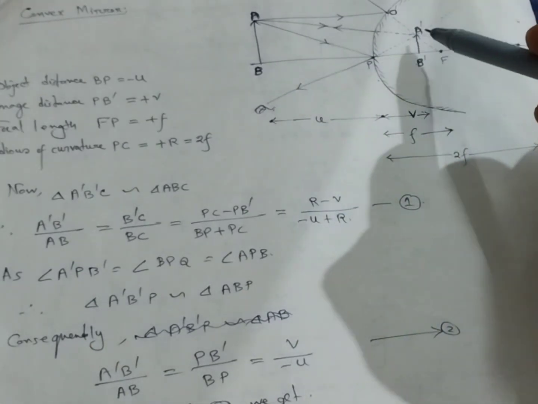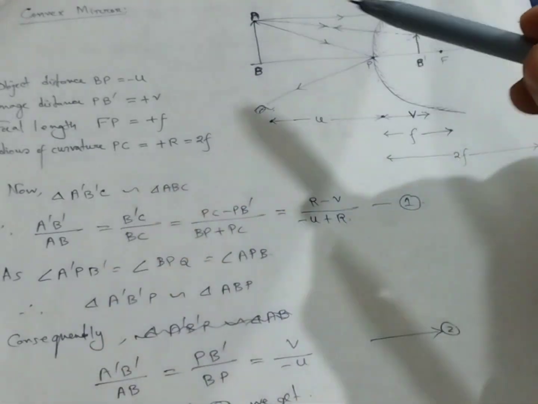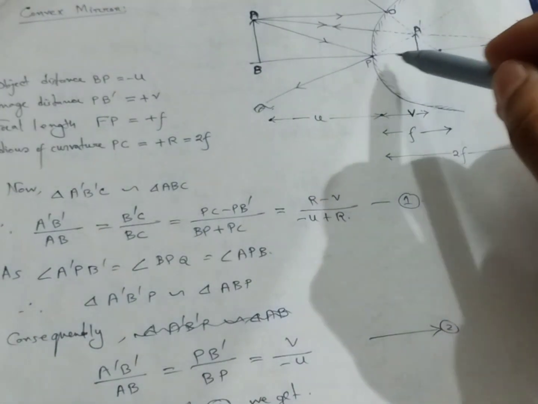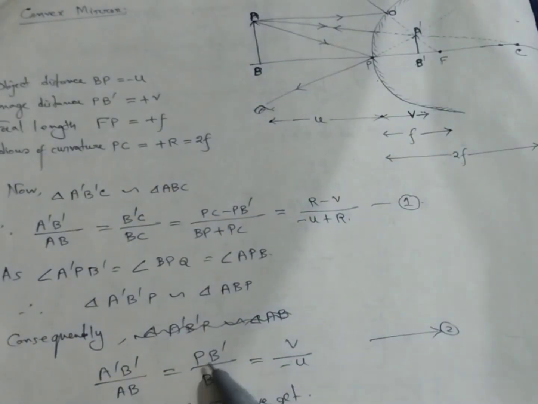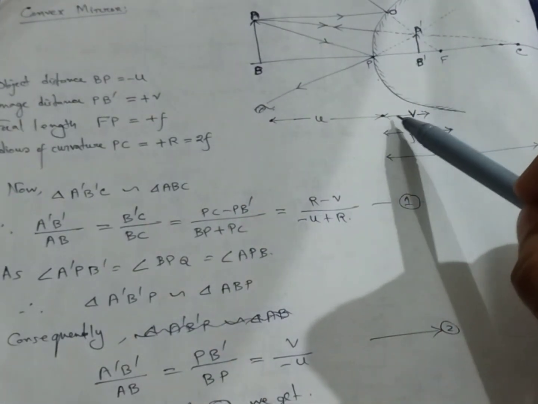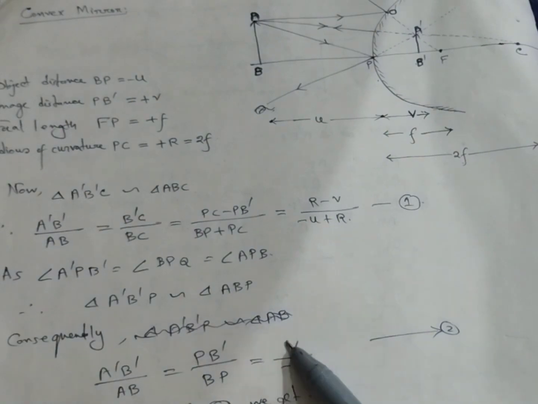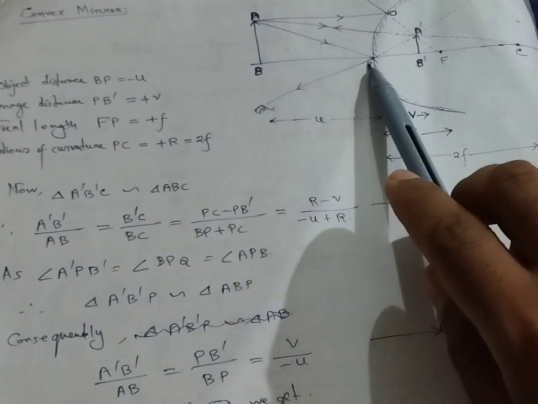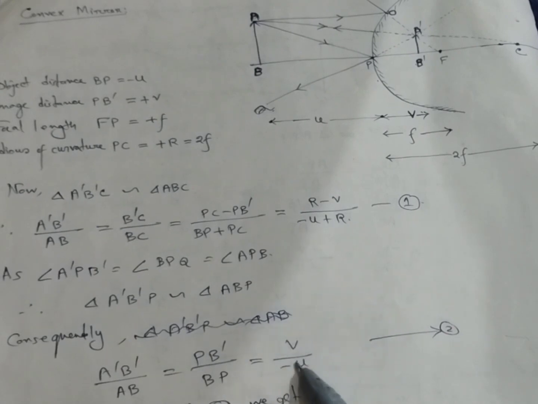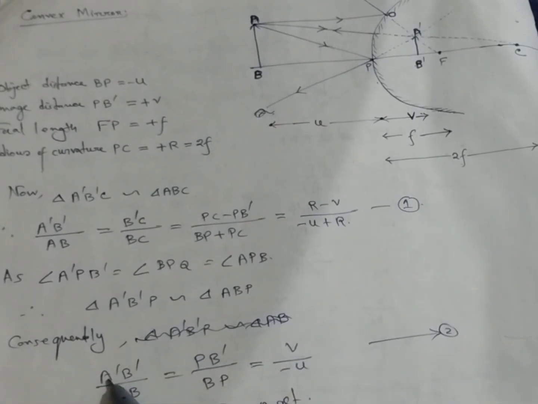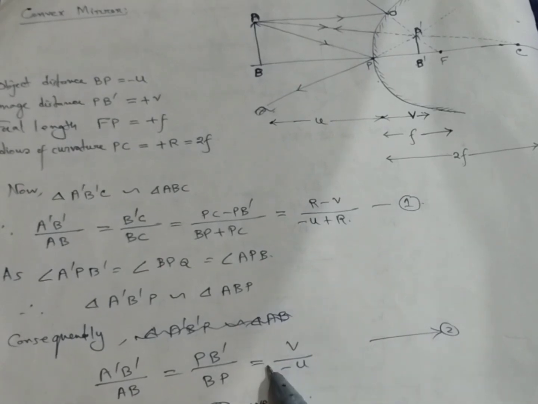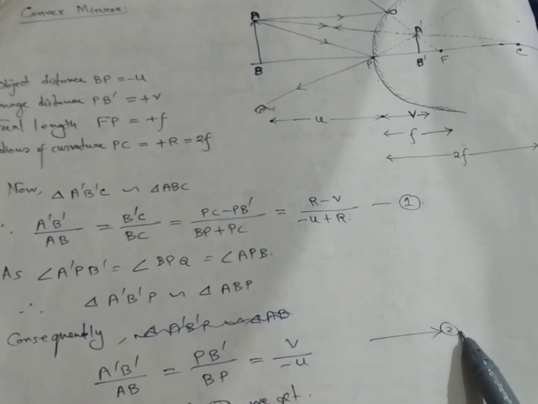Since the two triangles are similar, we can write A dash B dash divided by A B is equal to PB dash divided by BP. PB dash means the image distance, so the image distance is positive. BP means the object distance, and the object distance is negative, so BP is equal to minus u. So A dash B dash divided by AB is equal to PB dash divided by BP, which is equal to V by minus U. So this is equation 2.